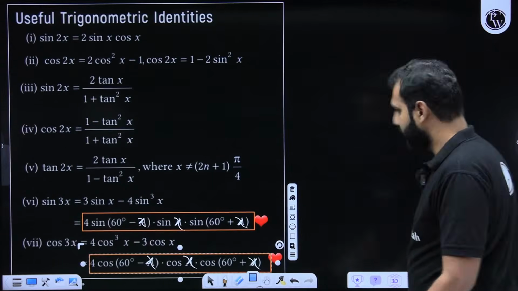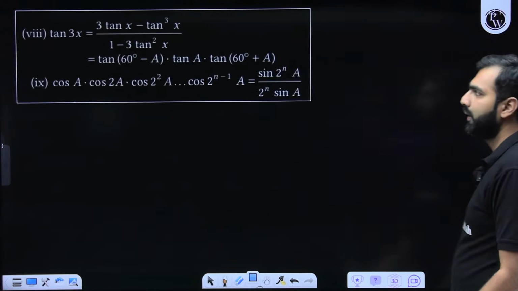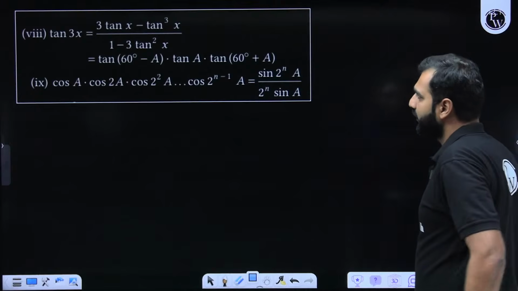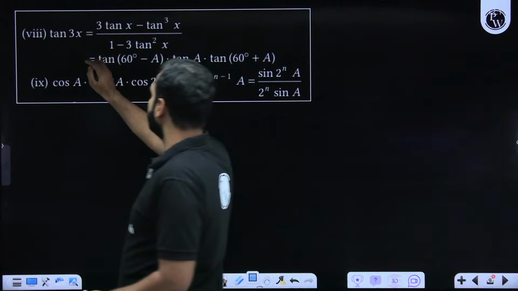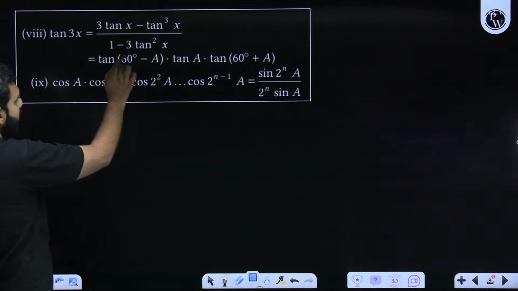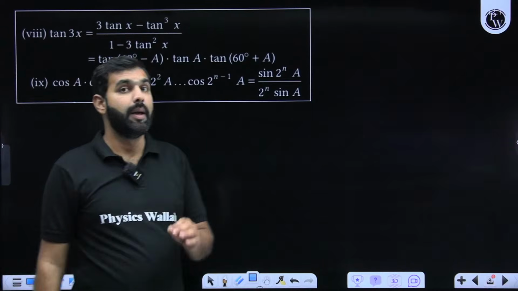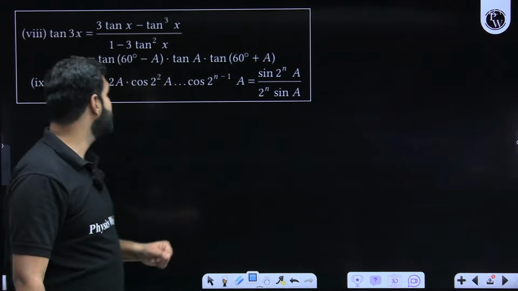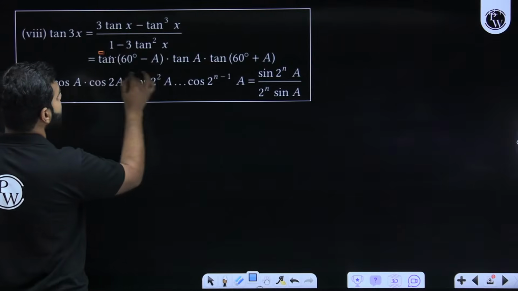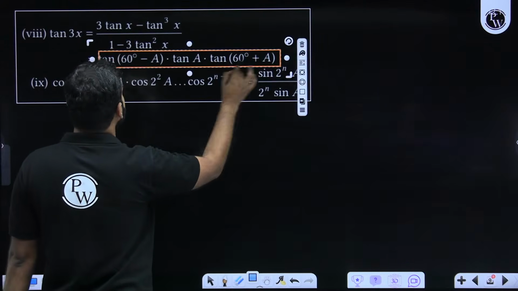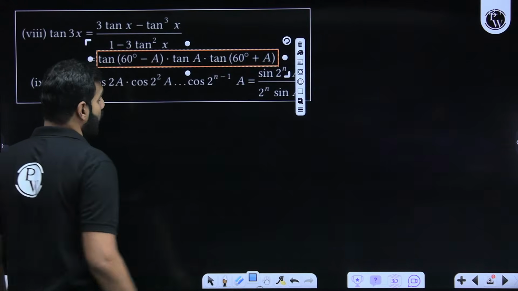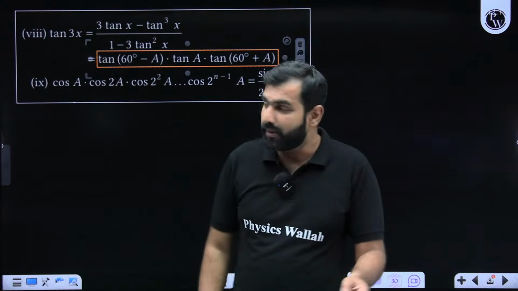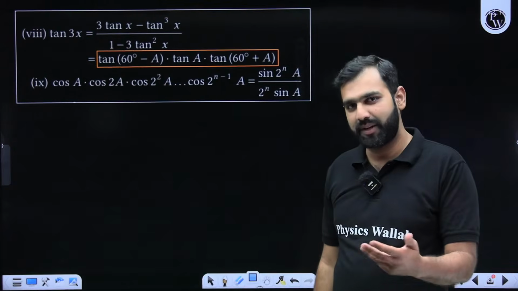The next part here. For tan 3x also there is a version. What does it say? That tan 3x is written as, of course, (3 tan x minus tan cube x) upon (1 minus 3 tan square x). But here there is something more crucial, which is given by tan(60 minus a) times tan a times tan(60 plus a). A question based on this simple identity was asked by JEE Mains as well.